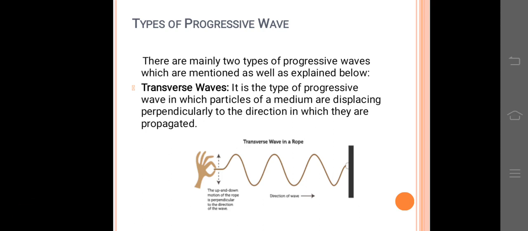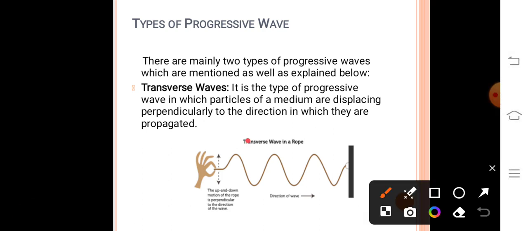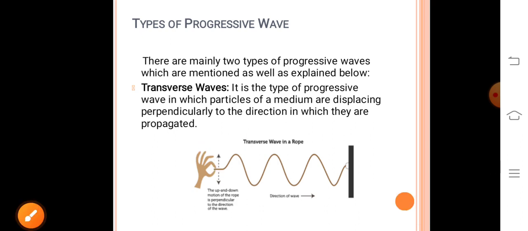In this figure, we see that the wave produced by one end of a rope moving up and down, whose other end is fixed. So it produces the transverse waves. Another example is dropping a stone in a pond of water.